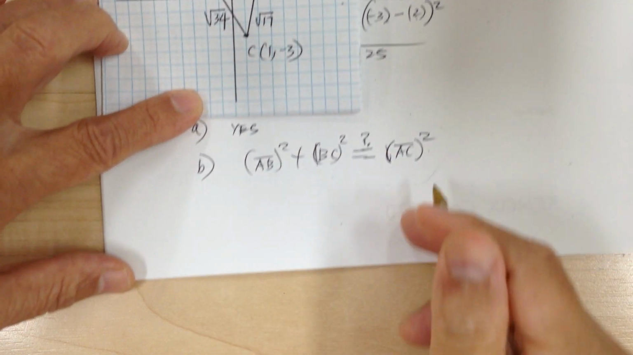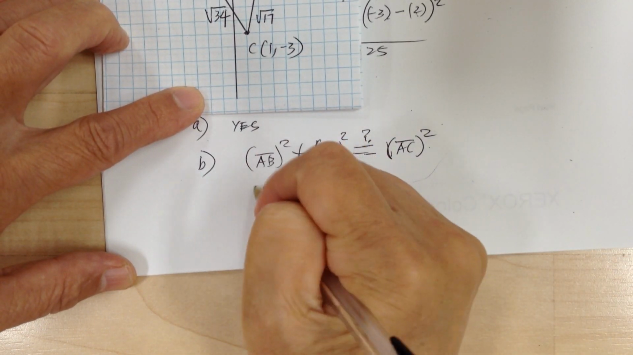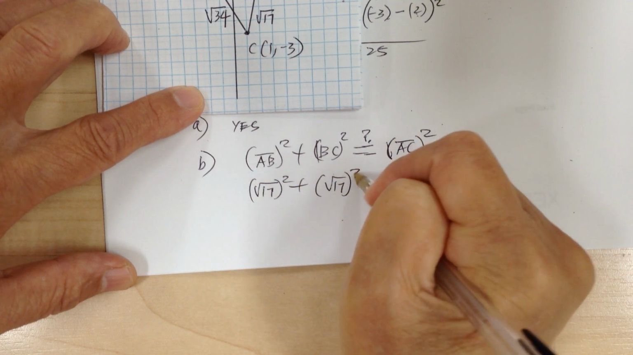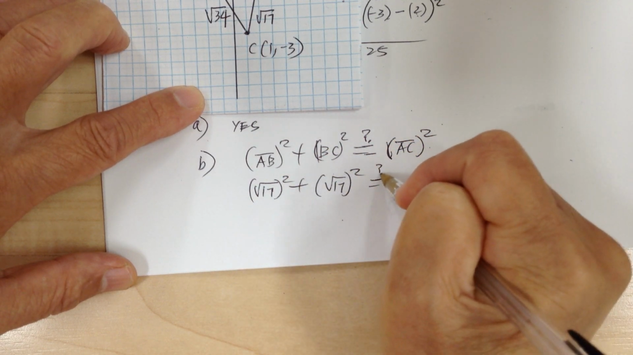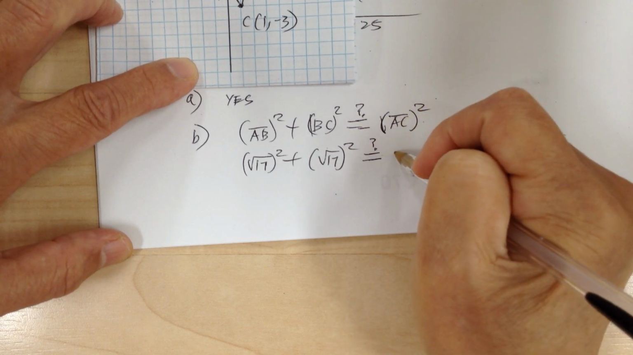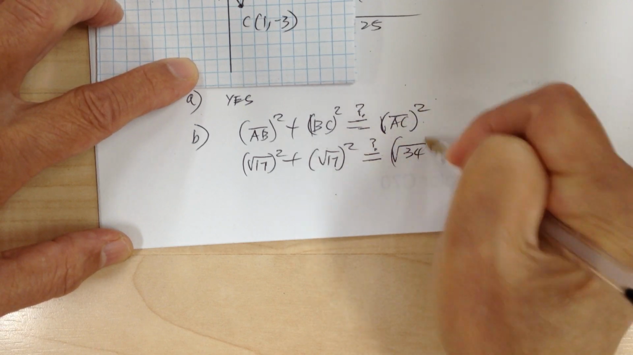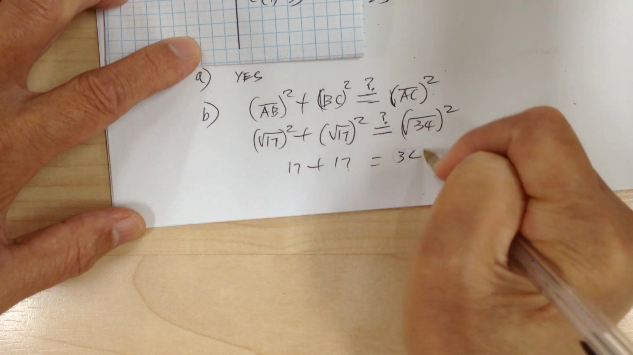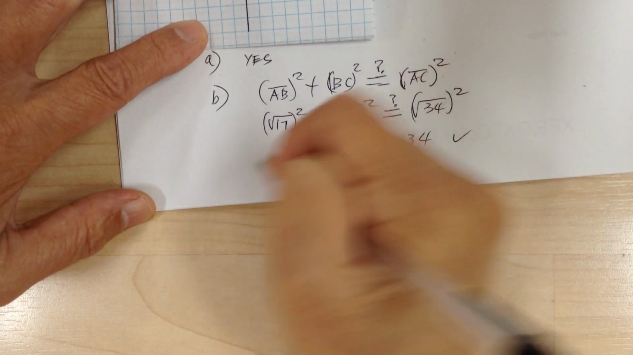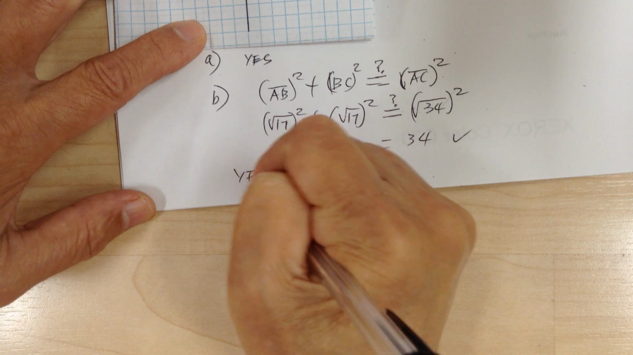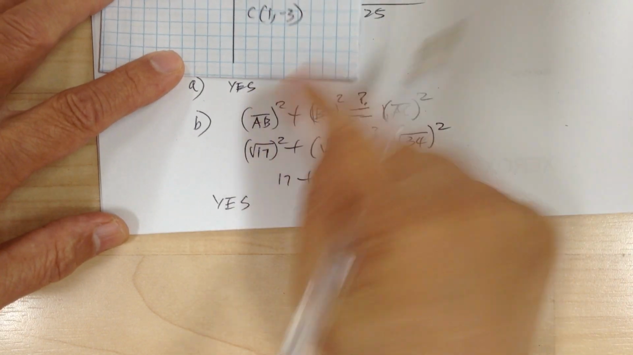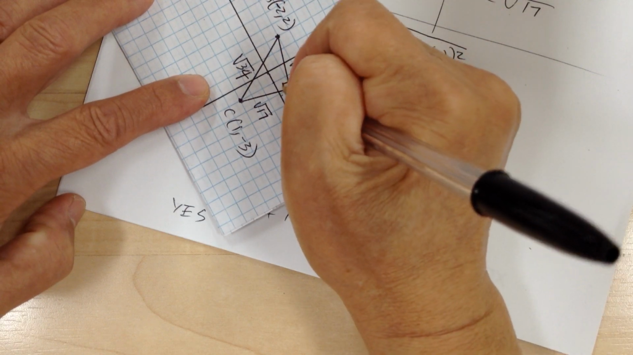See, right now you don't know, right? So you've got square root of 17 squared plus square root of 17 squared, question mark. Again, right now you don't know if it's true or not. Equal to square root of 34 squared. So you're going to get 17 plus 17 equal to 34. So yes, part B, it's a right triangle. So it's an isosceles, but it's also a right triangle, and the right angle is right over here.